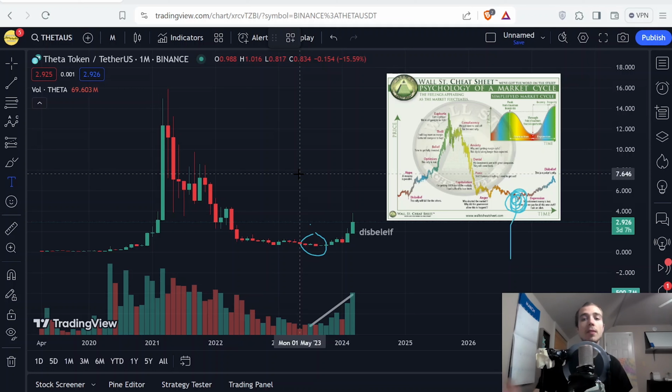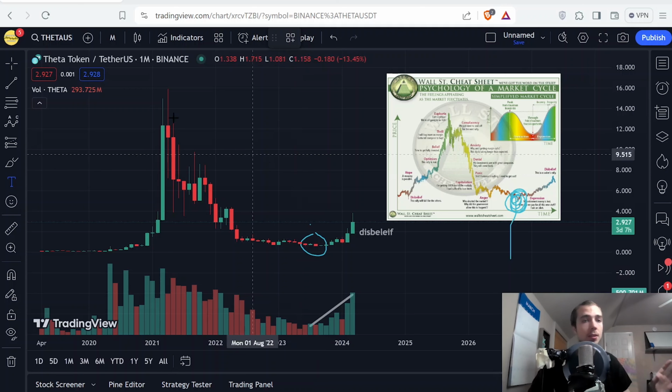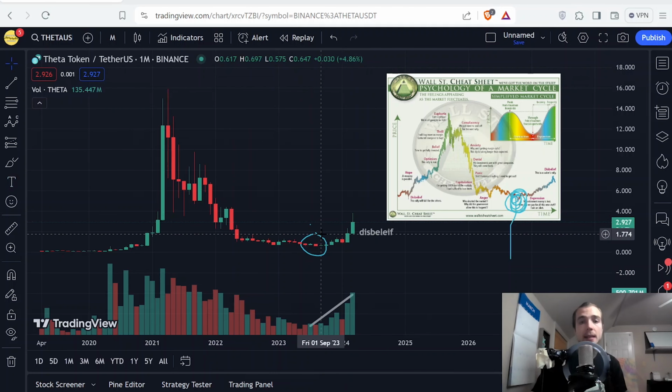So we do see a lot of opportunity here in Theta coin. It's worth $2.92 right now. And as we're beginning this new cycle, a lot of people are going to miss out. A lot of people are going to look at other things. They're going to be excited about other things, or they're going to be too fearful, and therefore they're going to miss this opportunity on Theta coin, which is no surprise.